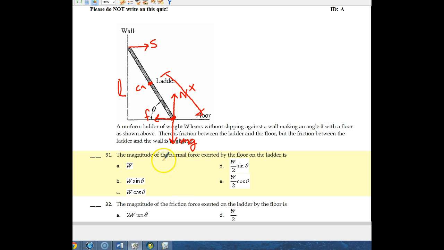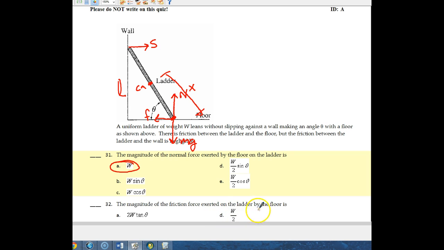So for 31, the magnitude of the normal force, just by looking at the diagram, should be just the weight of the ladder itself. Since there's no friction at the wall, the only thing you have is the force of the ladder against the wall, and the friction is what keeps that ladder on the wall.